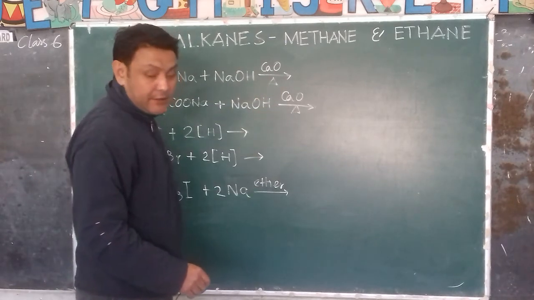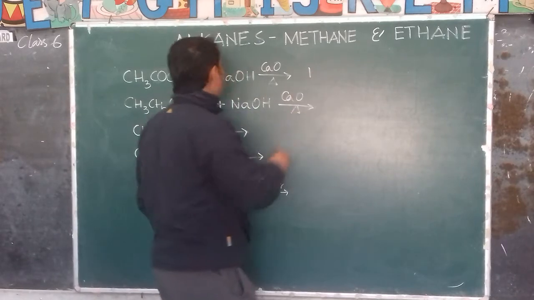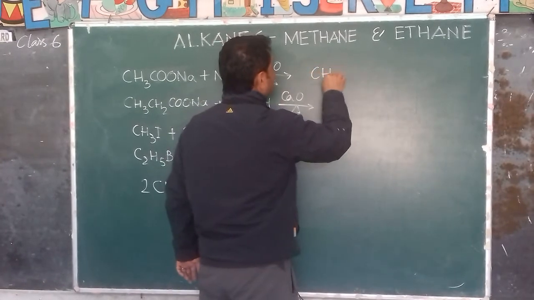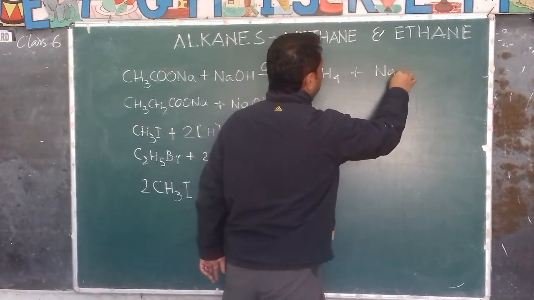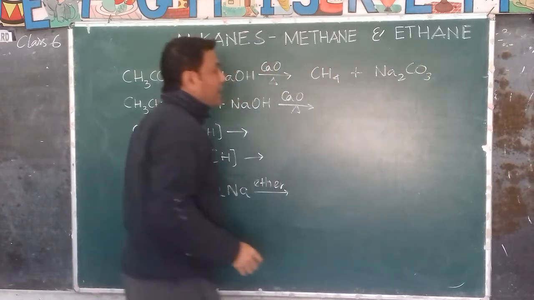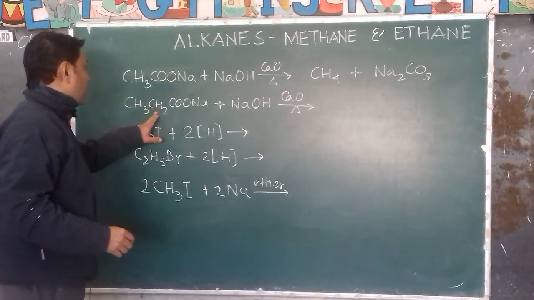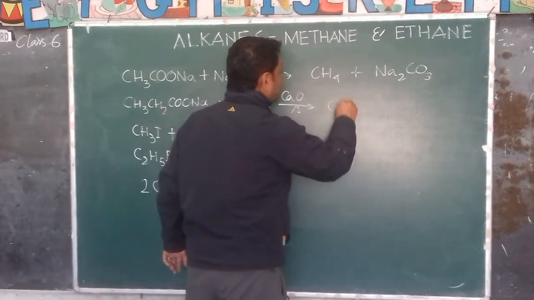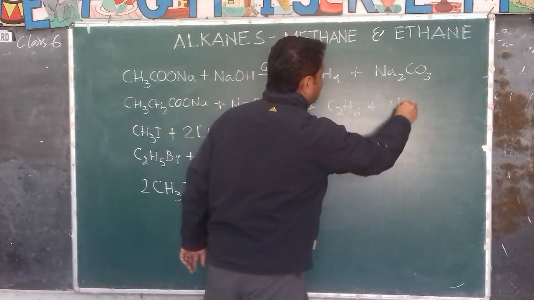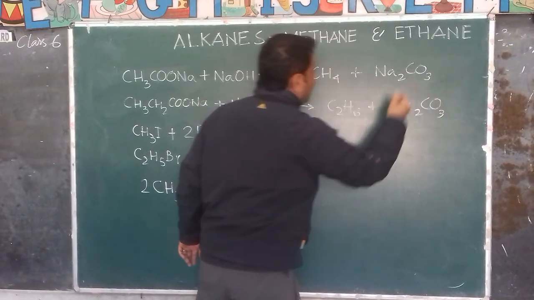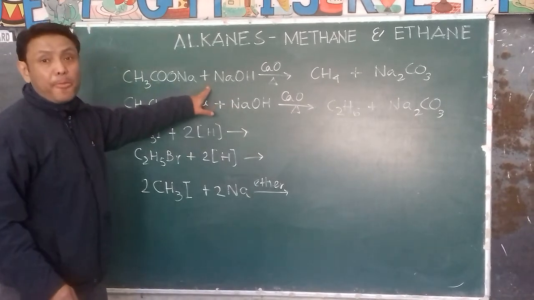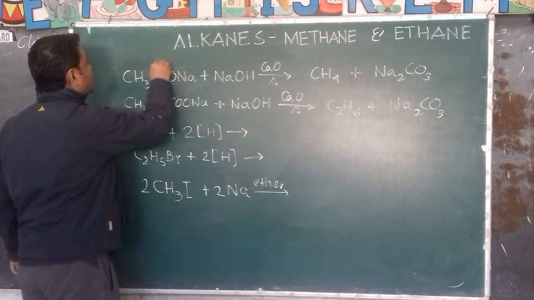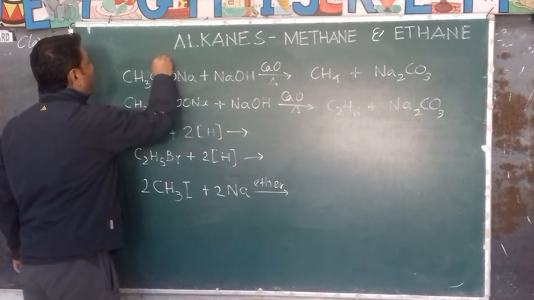So what are the products? The products are, in the first case, if we use sodium acetate, we get methane, CH4, and Na2CO3, sodium carbonate. Similarly, when we react sodium propionate and sodium hydroxide, we get ethane, C2H6, and again the same product, Na2CO3, sodium carbonate. So this reaction is called decarboxylation. Why? Because of the elimination of CO2. This is CO2, okay? COO means CO2.